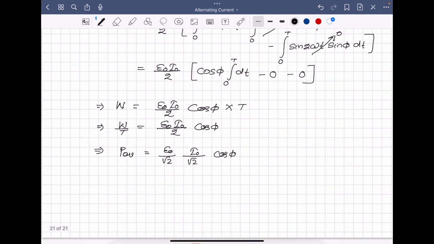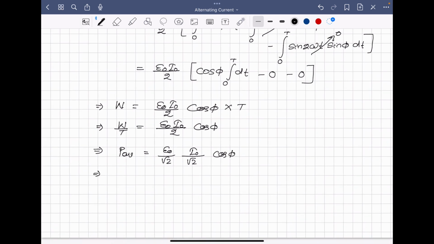In place of E naught upon root 2, we can write E RMS, and I RMS, cos phi. This is our final required formula for average power associated with a series LCR circuit, or you can say also an impedance circuit. Then there are some special cases.